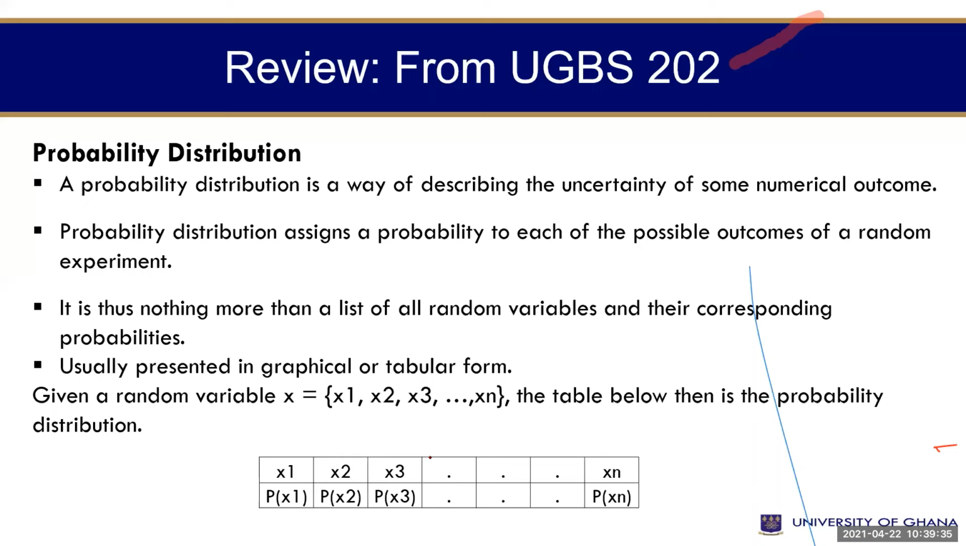Then what is a probability distribution? We say it's a way of describing the uncertainty of some numerical outcome. Therefore, a probability distribution assigns a probability to each possible outcome of a random experiment. So anytime there is an experiment that occurs, we want to look at the possible outcomes. Then we'll be looking at, for all random variables, their corresponding probabilities.